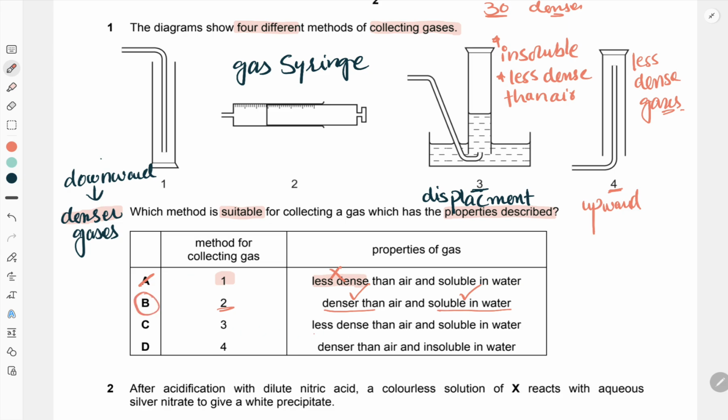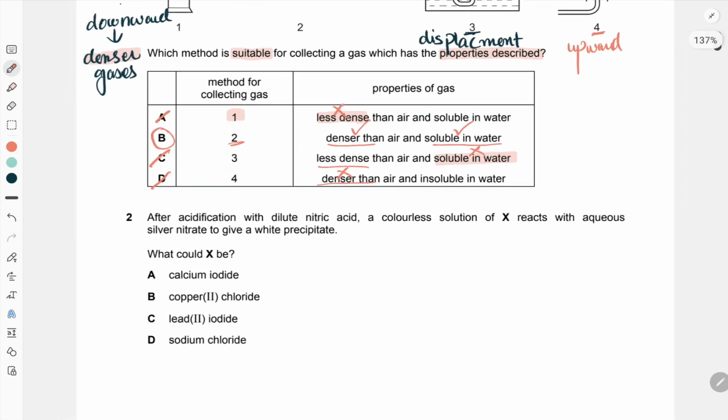Number 3, less dense. I've already told you that this is the method which is used for gases less dense than air and insoluble in water, but statement 3 says soluble, so this is incorrect. Fourth, denser than air, but it should be upward delivery, it should be less dense than air, incorrect. Therefore B is the correct answer.